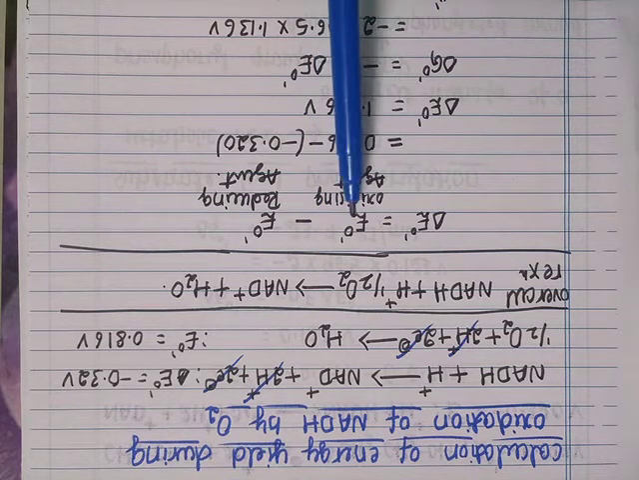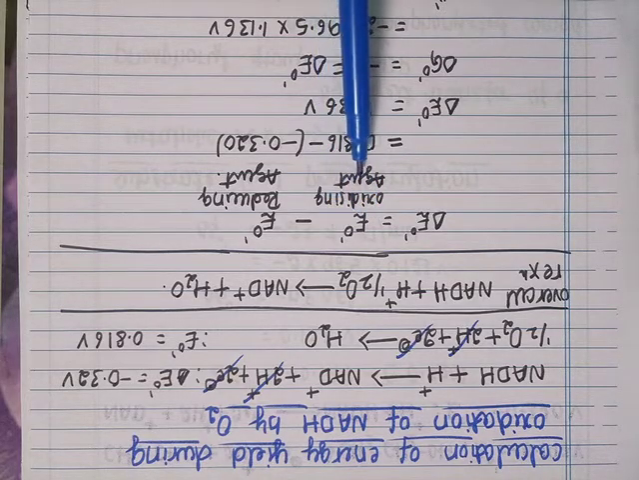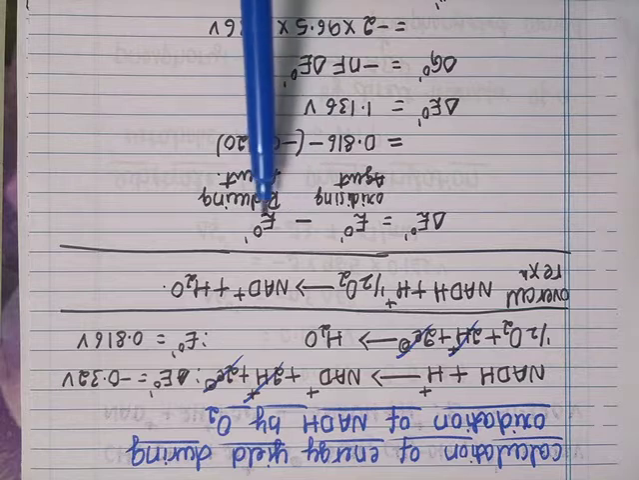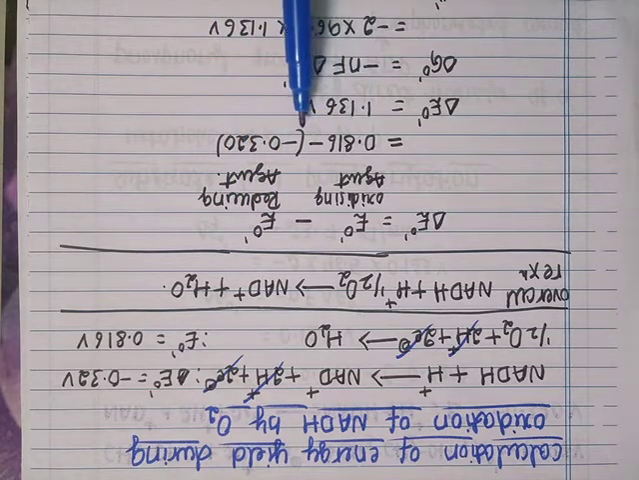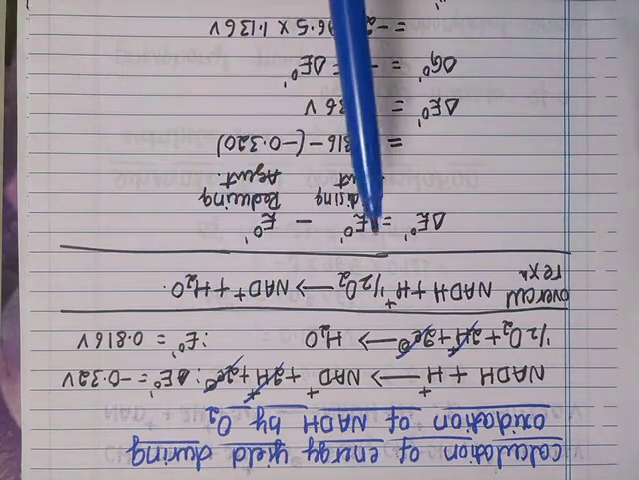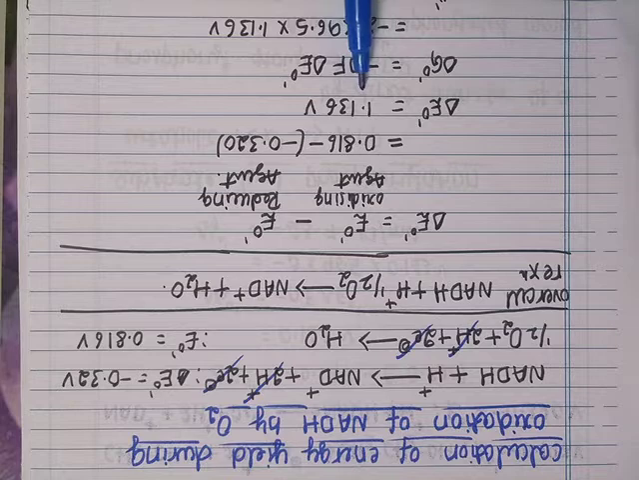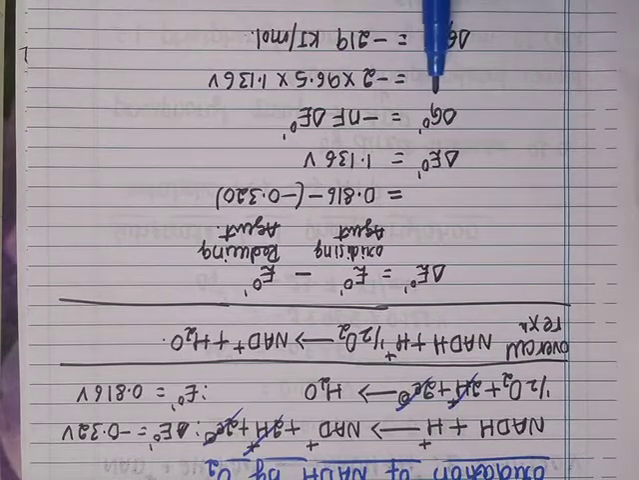We know that it is the standard electrode potential of the oxidizing agent minus the standard electrode potential of the reducing agent. So that is 0.816 minus (minus 0.320). Therefore the standard reduction potential for this overall reaction is 1.136 volts.